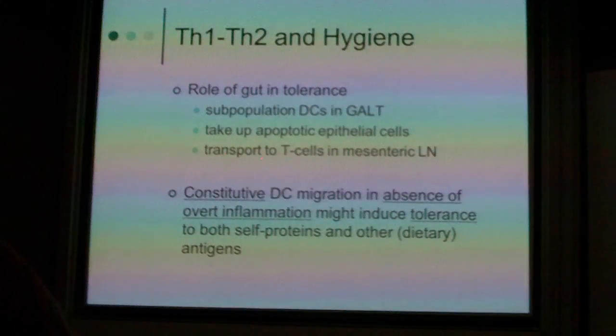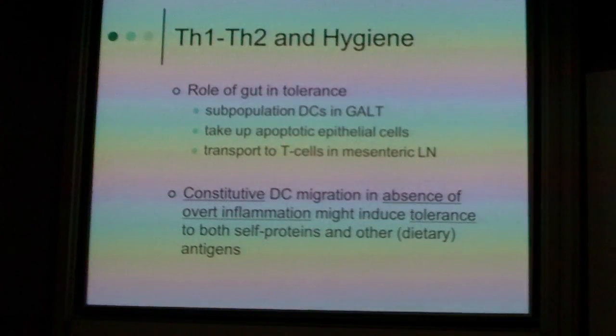And they are capable to transport this phenomenon mediated by the dendritic cells to the T cells in the mesenteric lymph node, and of course there is activation of immune response. Constitutive DC migration in the absence of strong inflammation has been demonstrated in some studies to induce tolerance. So it may be that this is a very important mechanism by which you develop tolerance to self-proteins in your gut, and that may be the proteins of your commensal flora, because basically they belong to your body.